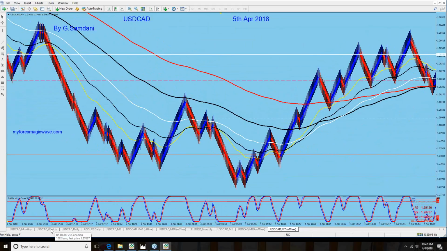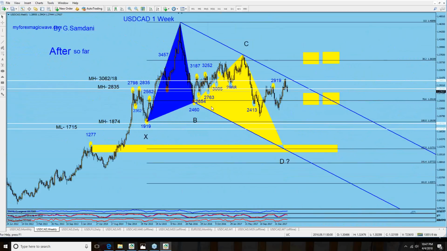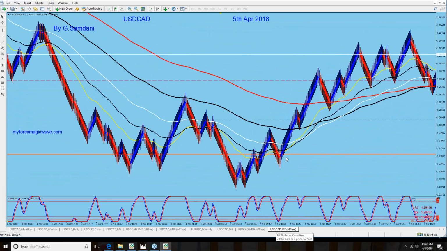Weekly 2780, remember, right? So 2763 is this low here. We go back and then we draw that 2760. We should have done that before. When you take an entry, you draw these lines so that you can establish your target.